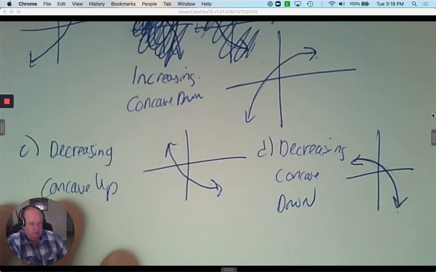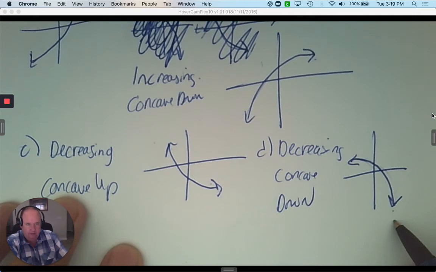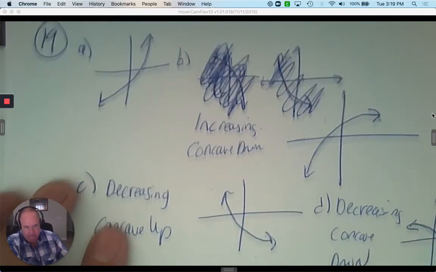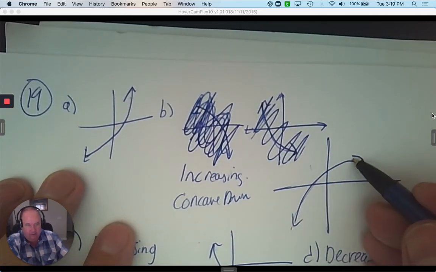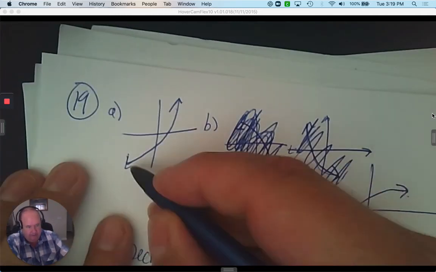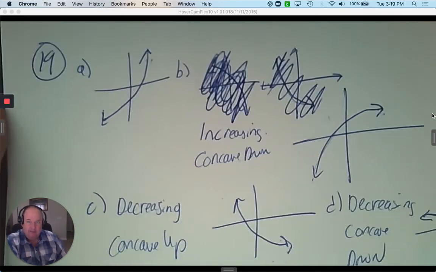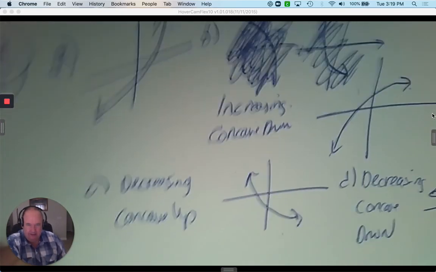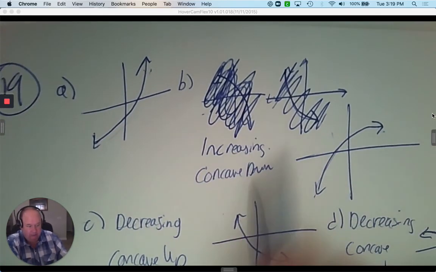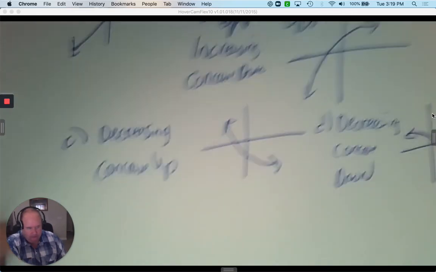So look at each one. Decreasing and a frown. Decreasing and a smile. Increasing and a frown. Increasing and a smile. Just take some time to have this sense of concavity and increasing and decreasing and having a sense of what it should look like. Even I scratched out, try to be a good reader and thinker.